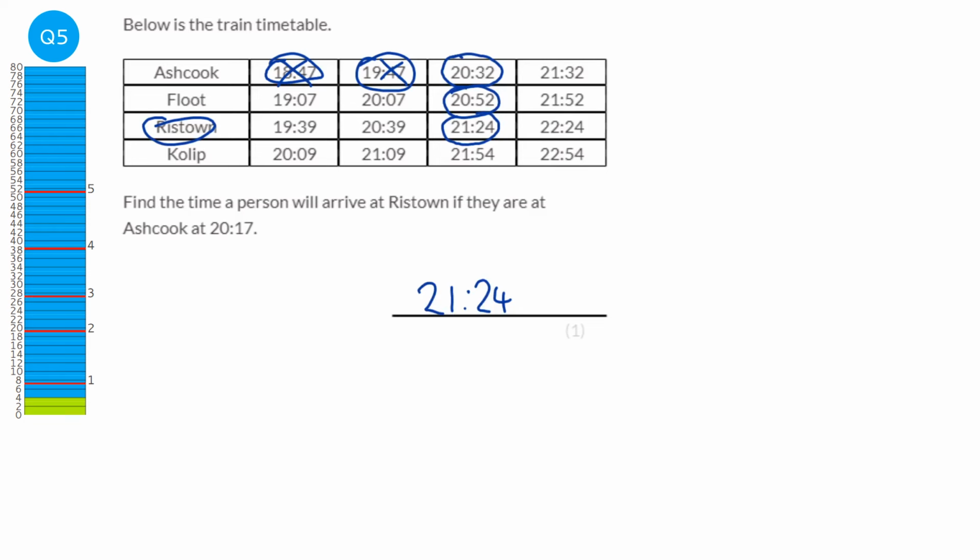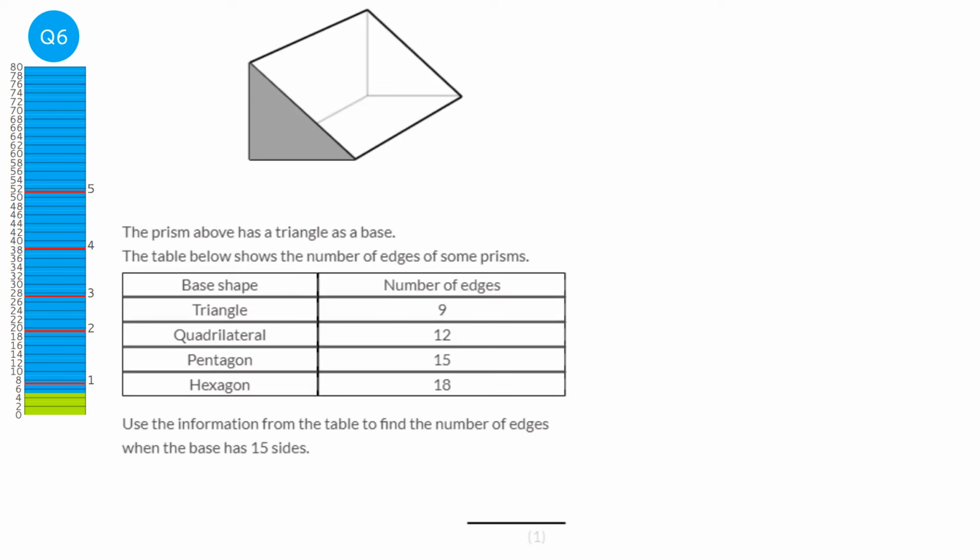21:24. If we just add the amount of sides each of these shapes has, a triangle has 3 sides, quadrilateral 4, pentagon 5, hexagon 6. And notice what's happening with the number of edges. Each time they're multiplied by 3. So all we need to do is get the 15, multiply it by 3, which will be 45. So there will be 45 edges.